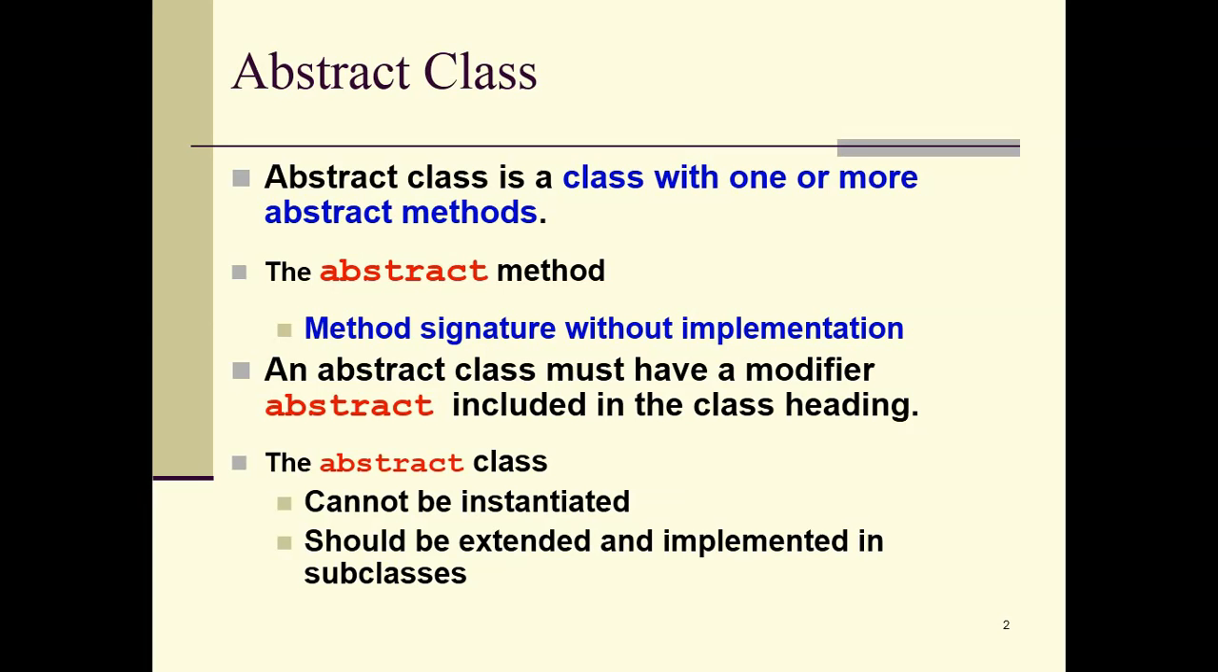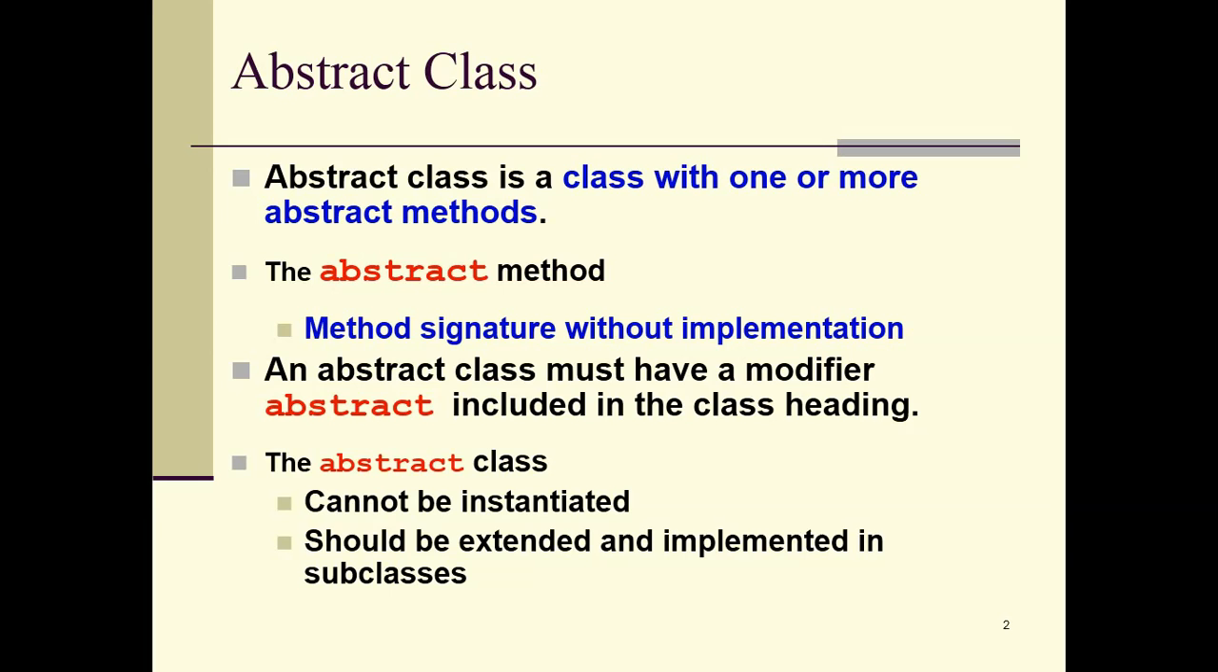An abstract method is a method signature without implementation, just the signature or method header only. So if you have a method with only the signature, that method becomes abstract. An abstract class must have the modifier abstract. If you want to have an abstract class, you have to include the modifier abstract in the class heading.